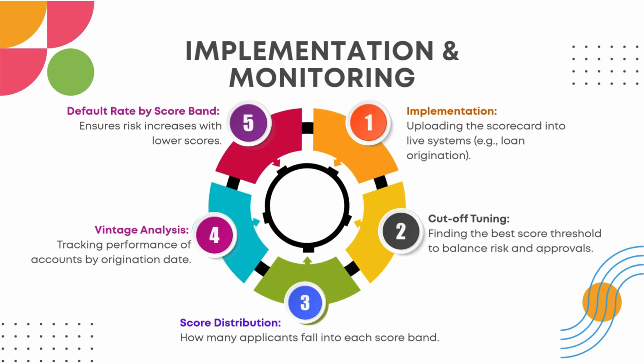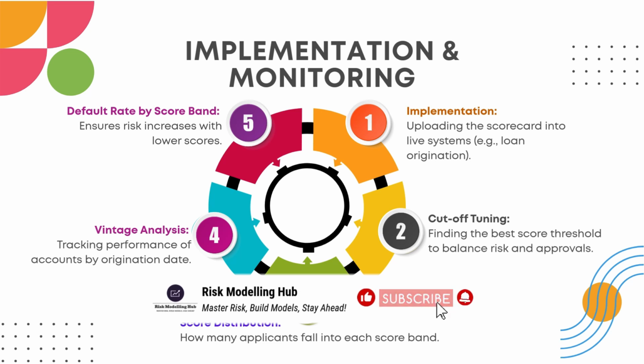Implementation and monitoring. Once the scorecard is approved, the first step is the implementation, that is uploading the scorecard into the live systems, for example, loan origination. Next is the cutoff tuning, that is finding the best score threshold to balance risk and approvals. Third is the score distribution: how many applicants fall into each score band? Fourth is the vintage analysis, tracking the performance of accounts by the origination date. Fifth is the default rate by score band. It ensures risk increases with lower scores.